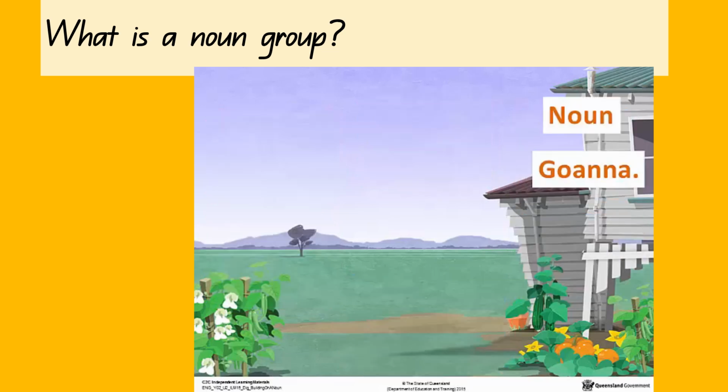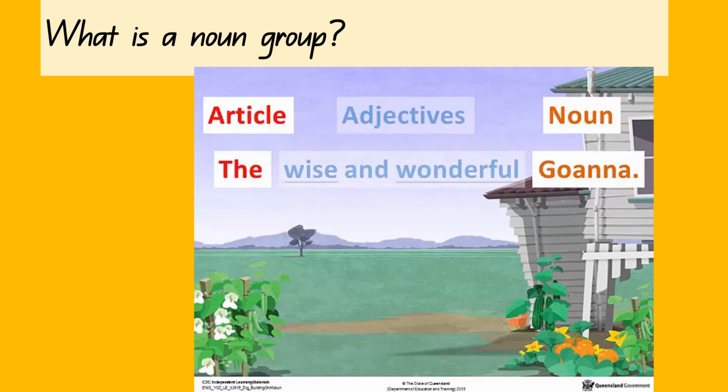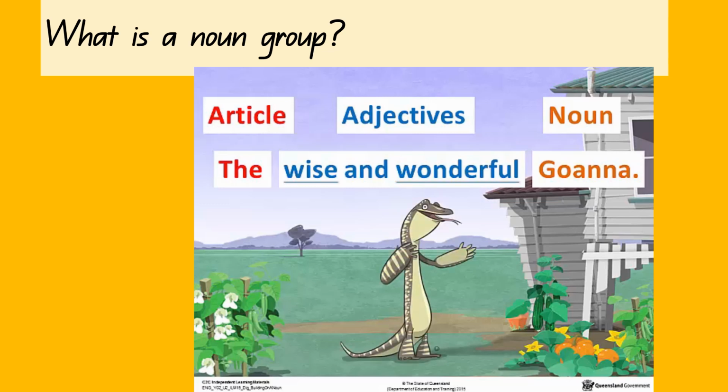When you write your imaginative narrative, pay special attention to the article or the words you use to introduce the noun. Also think about the adjectives, the special words you choose to build on the noun, and help the reader imagine what the character looks like. This way, your words alone will build images in the minds of the reader. For example, the wise and wonderful goanna.